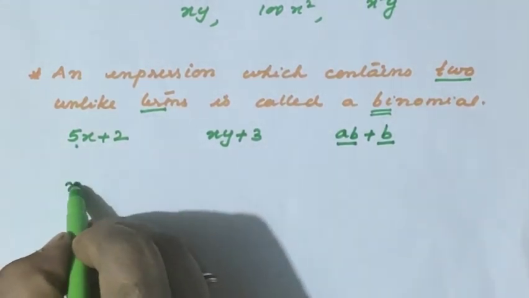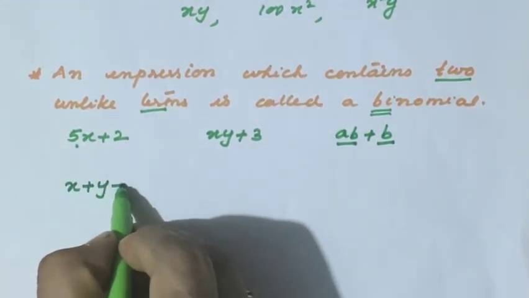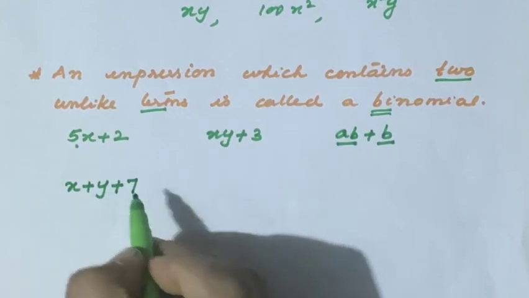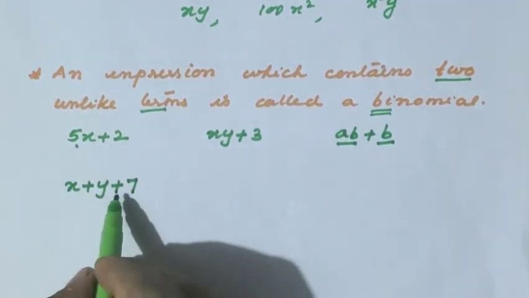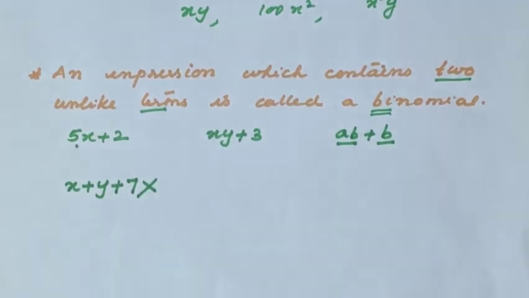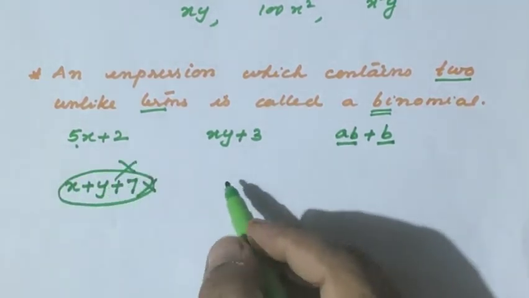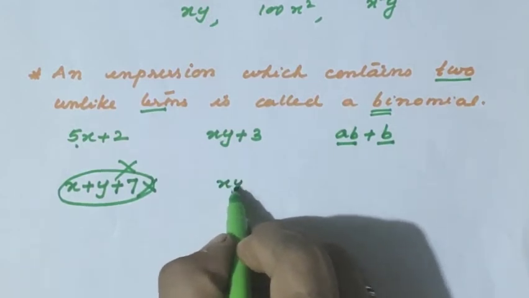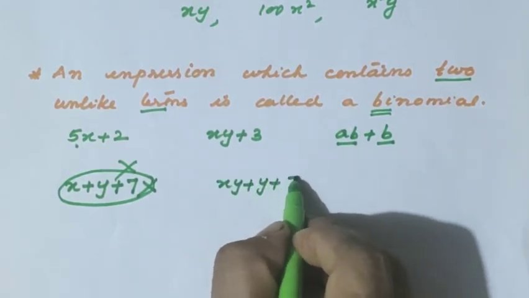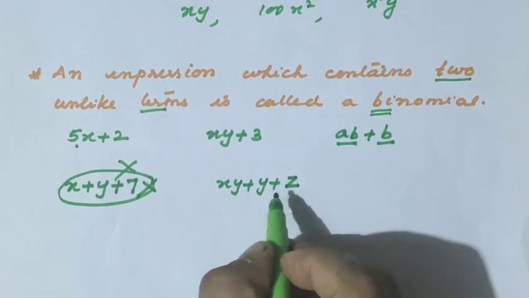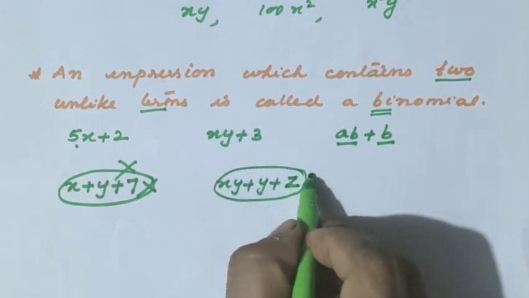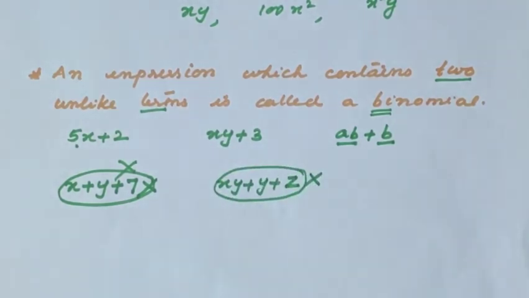Now I'll give another example which is not a binomial. See, x plus y plus 7, how many terms are there? 3, so it is not an example for binomial, right? Next, xy plus y plus z, how many terms are coming? 3 terms, so this is also not an example for binomial.